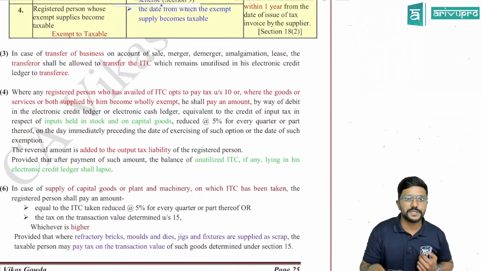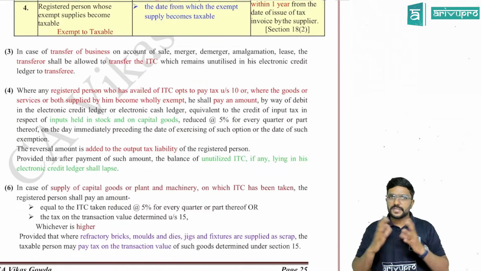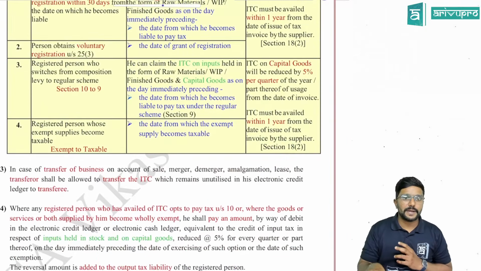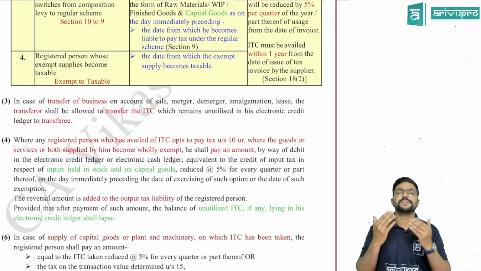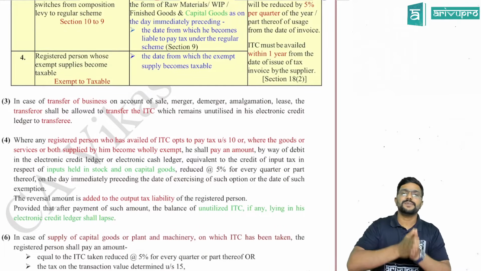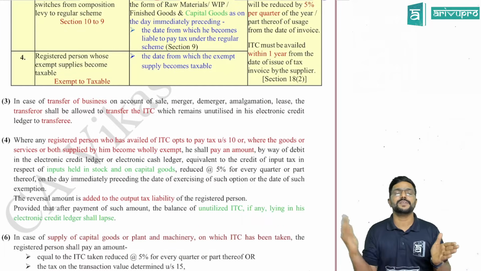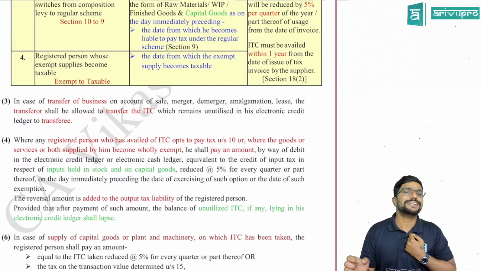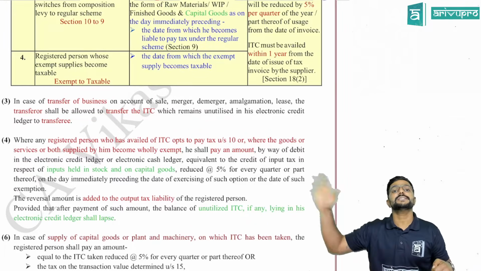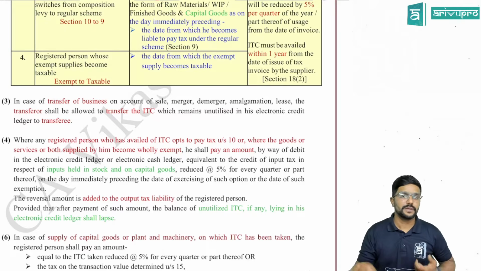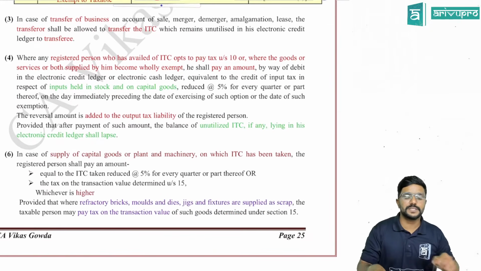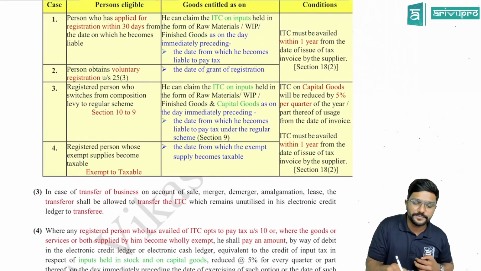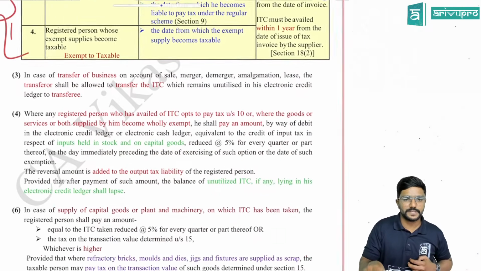Then coming to subsection 2, which is nothing but the within 1 year criteria. Then coming to subsection 3, if there is any succession of business, if the business has been sold, merged, amalgamated with some other business, then whatever credit was available for the predecessor or transferor can be availed by the successor or transferee. Then coming to subsection 4, which covers the reverse scenario of whatever we have learnt here. It will cover the reverse scenario.